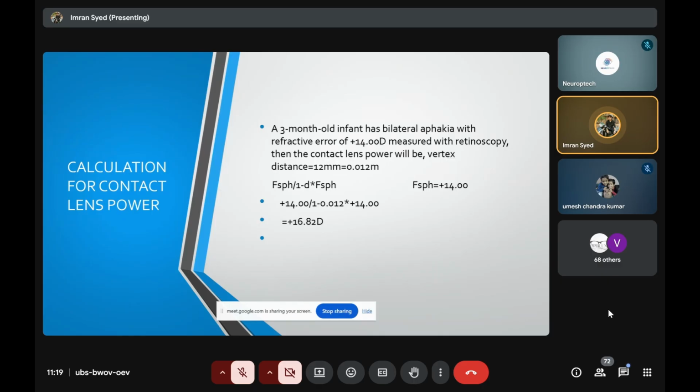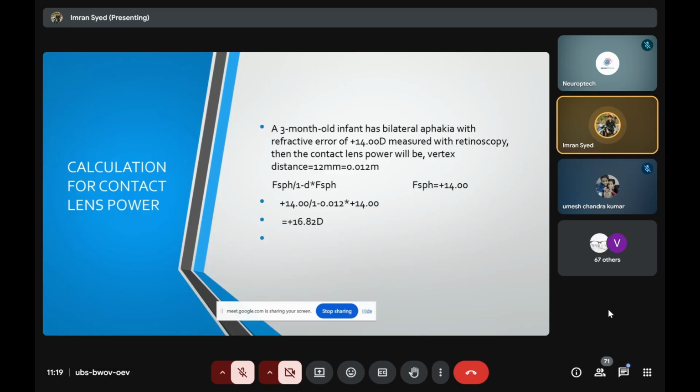Suppose there is a case example that I have written over here. A 3-month-old infant has bilateral aphakia with refractive error of around plus 14 diopters, measured with retinoscopy. Then what will be the contact lens power for that patient? Assume that the vertex distance is around 12 mm, which is 0.012 meters. The formula is F spherical by 1 minus d into F spherical.